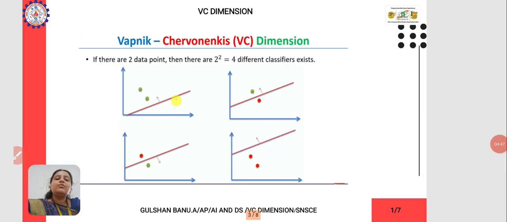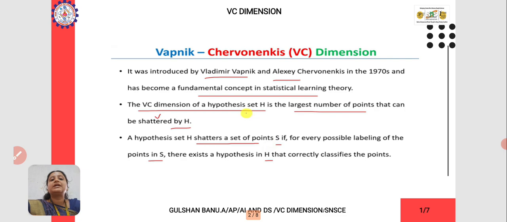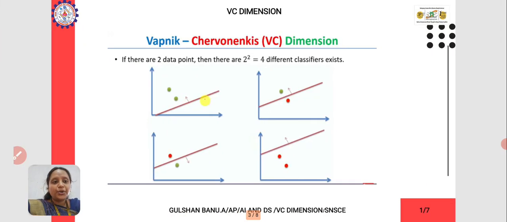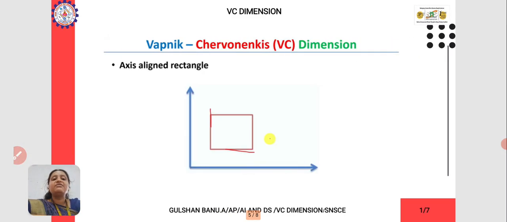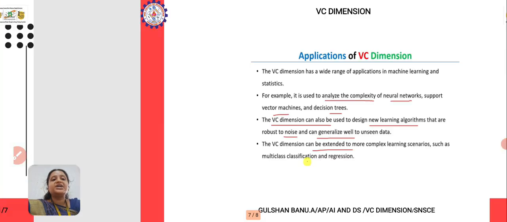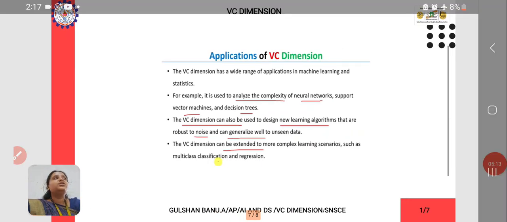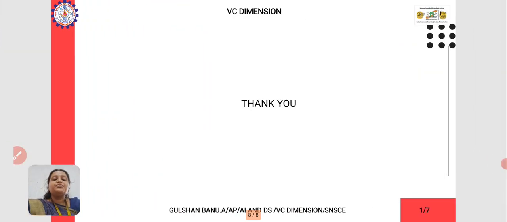So this is all about VC dimension. We saw who introduced it, how the H and S notations are used, how to plot it, how many plots or graphs are needed, why we use the axis aligned rectangle, and how the rectangle is plotted over the different points given. We also saw the different applications associated with VC dimension. So this is all about VC dimension and the process of how it is evaluated.